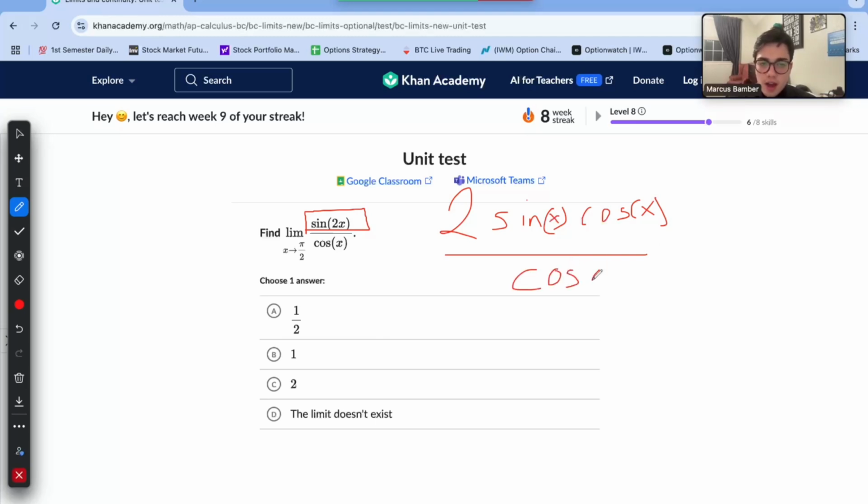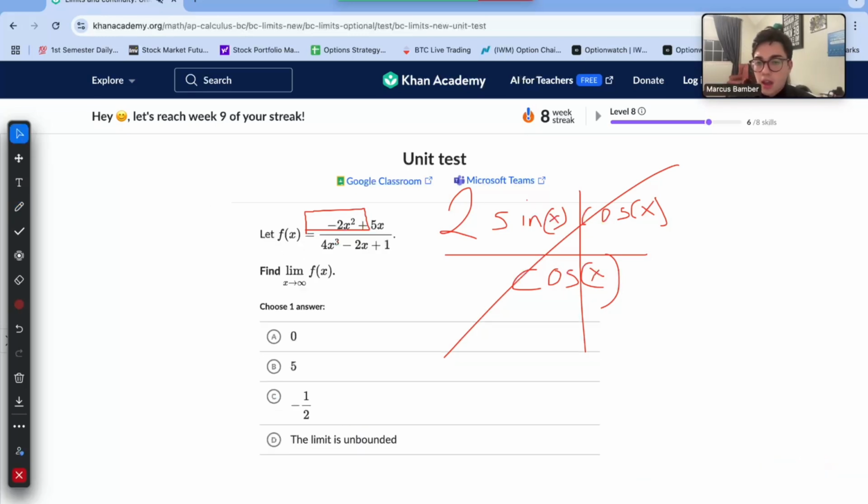Alright, divided by the cosine of x. We can cancel out the two cosines of x. We're left with just 2 sine of x. We can directly substitute in pi over 2 here. Sine of pi over 2 is equal to 1. 2 times 1 is 2. So the answer for this one is answer choice C.